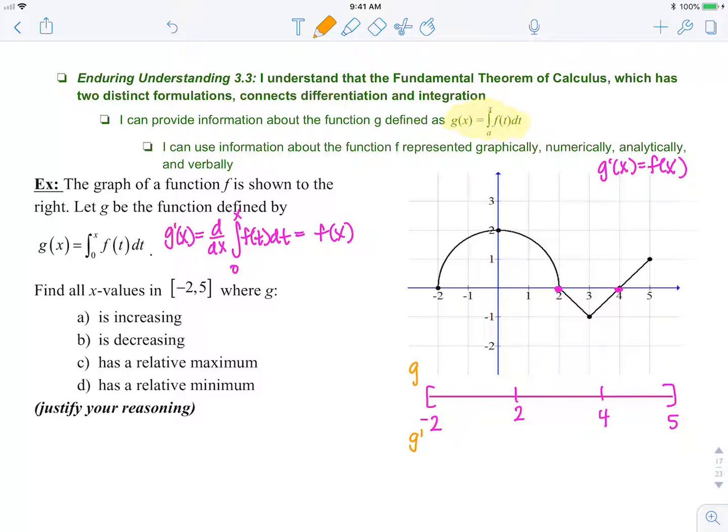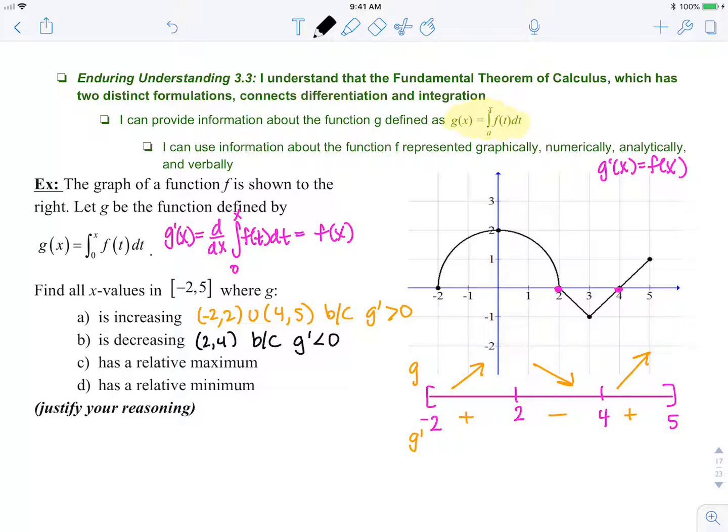So from -2 to 2, my derivative is positive, so increasing. From 2 to 4, it's negative, decreasing. And from 4 to 5, it's positive, increasing. So we know it's increasing on the intervals -2 to 2 union 4 to 5 because g prime is greater than 0. We know it's decreasing on the interval 2 to 4 because g prime is less than 0.